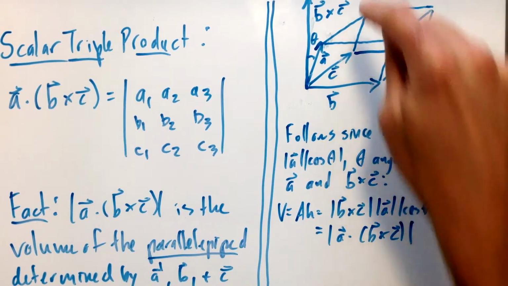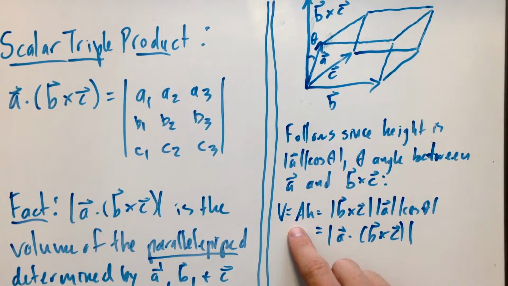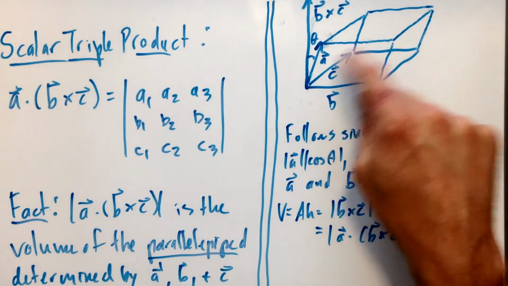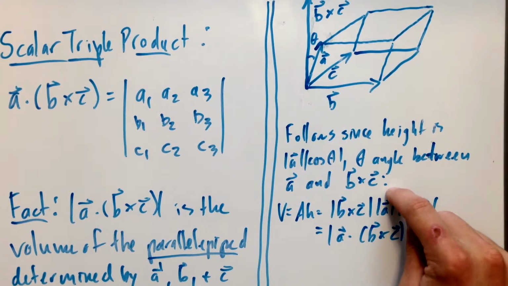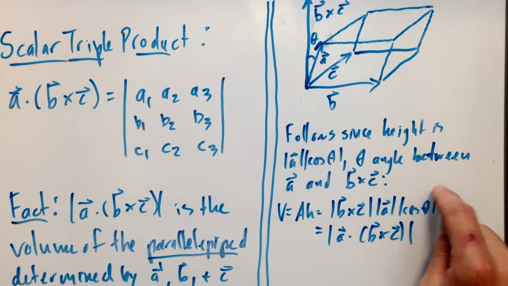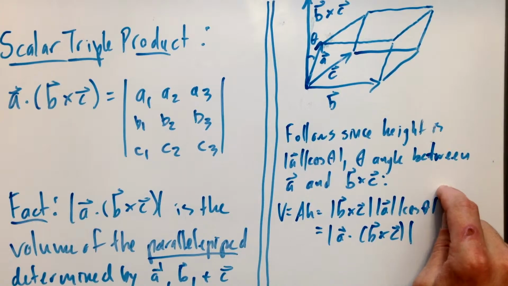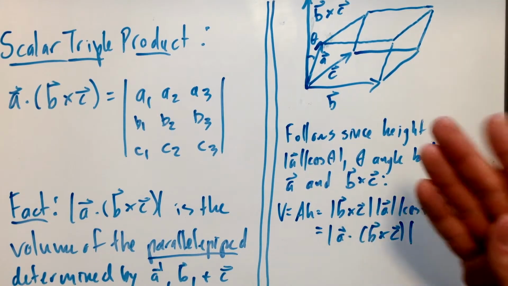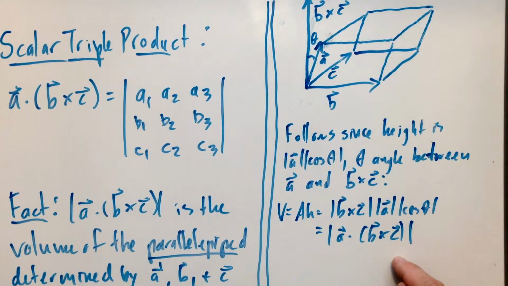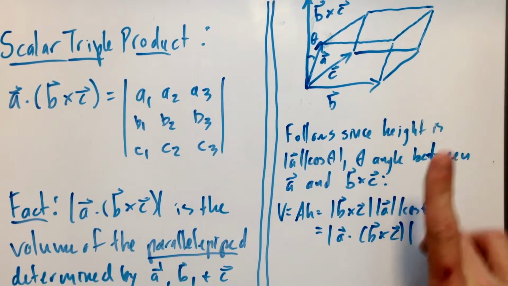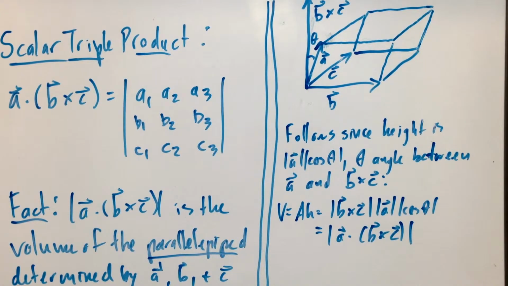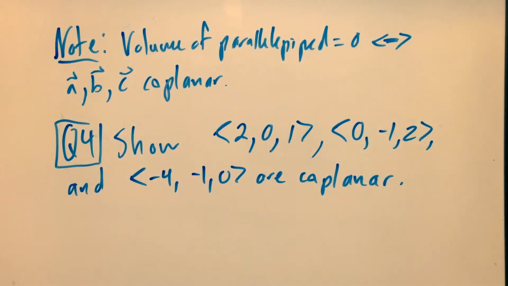And so the volume is the area times the height. The area is the magnitude of B cross C, that's the parallelogram fact that we talked about before, times the height, which is the magnitude of A times the absolute value of cosine of theta. And well, the dot product is equal in absolute value to the magnitude of A times the magnitude of this other vector times the absolute value of the cosine of the angle between them. Fantastic. Did I say that this wasn't necessarily useful? Actually, yeah, it is kind of useful.